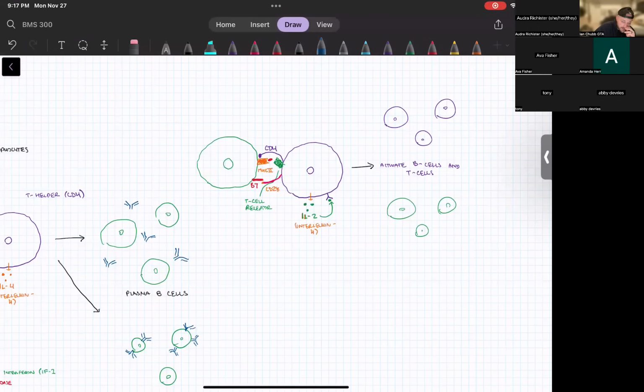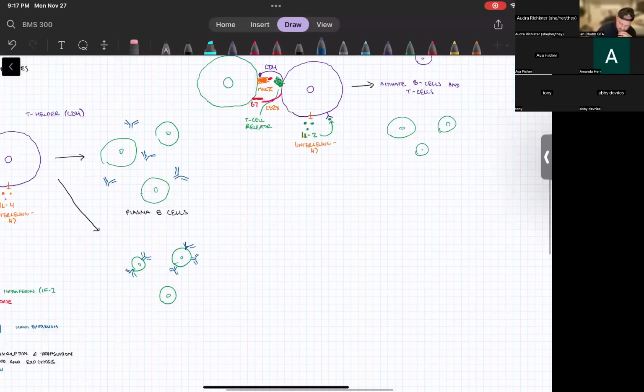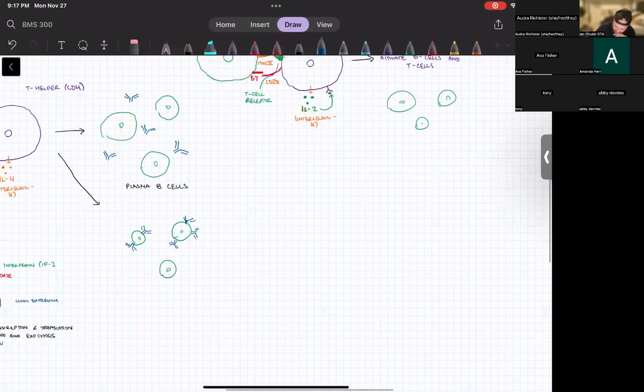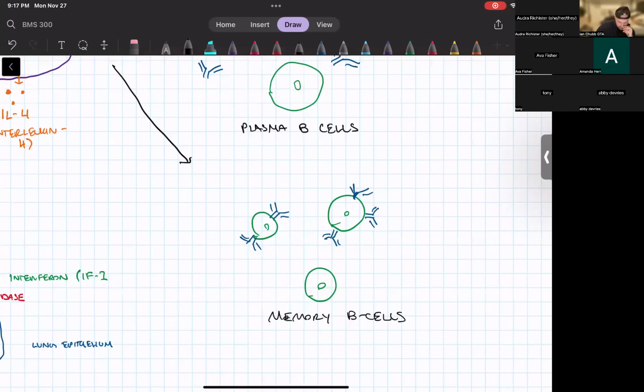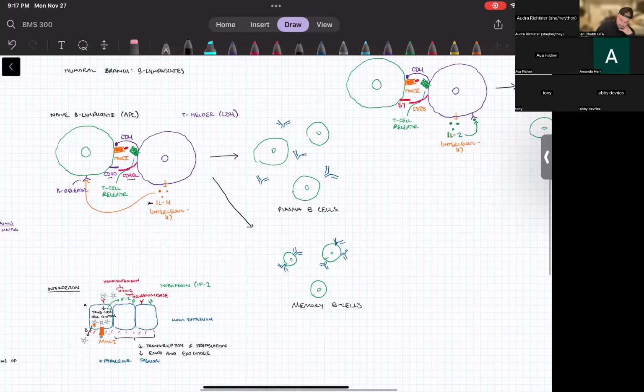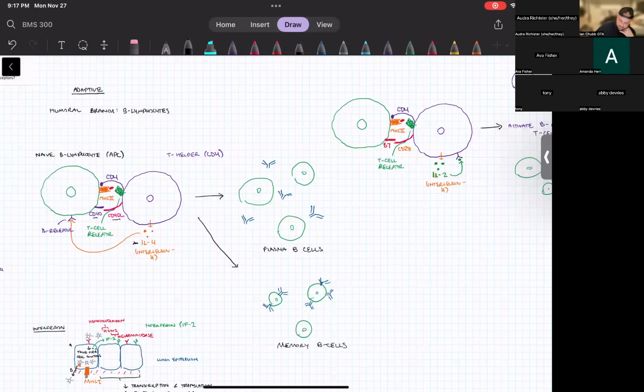So memory B cells hold antibodies on their surface. So that would be these guys. Instead of putting them out into the plasma, they'll put them on their surface. So that's kind of the role of the T helper cells with B cells.